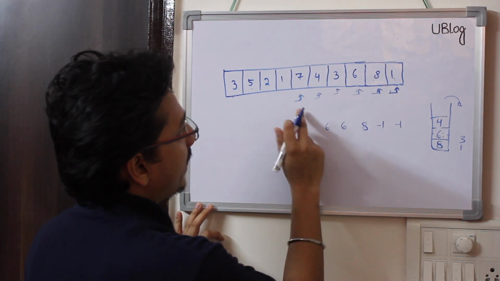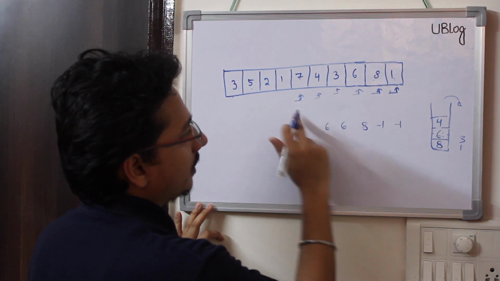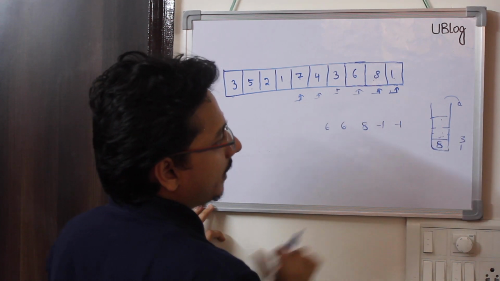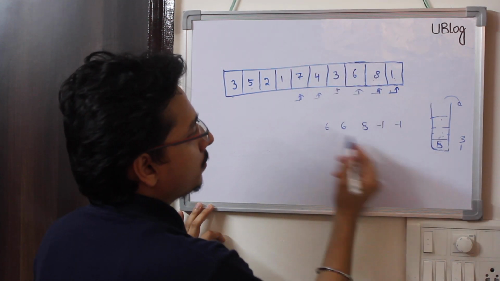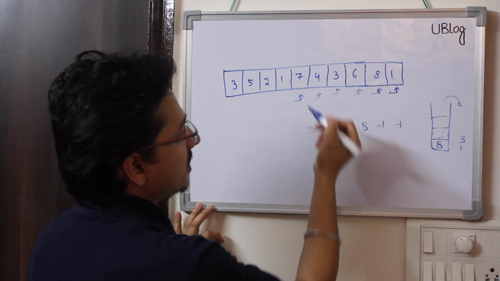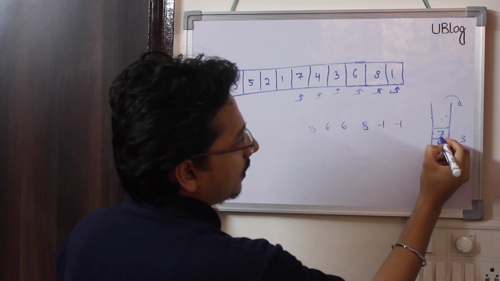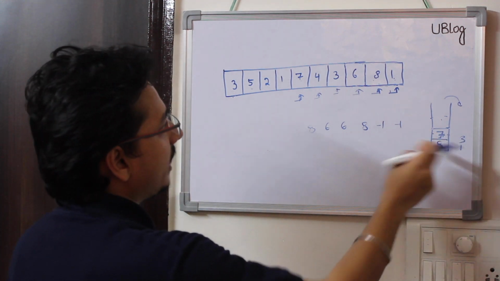Now I am at 7. So I'll be popping all the elements which are smaller than 7. So my 4 is smaller than 7. I'll pop it out. 6 is smaller than 7, I'll pop it out, and then I print the top. So top is 8. So my NG for 7 is 8, and I push the 7 to the stack. So now my stack has 2 elements, 7 and 8.